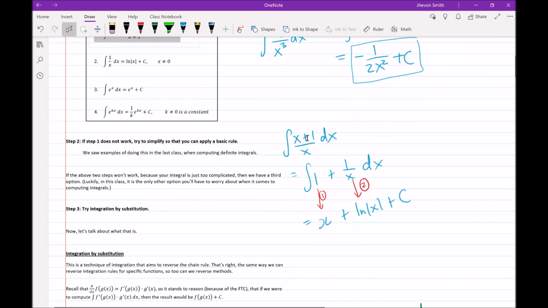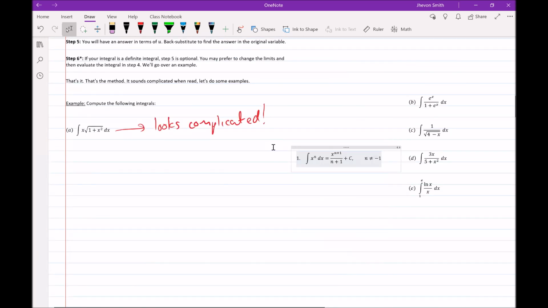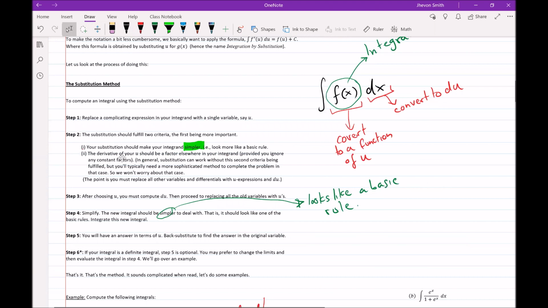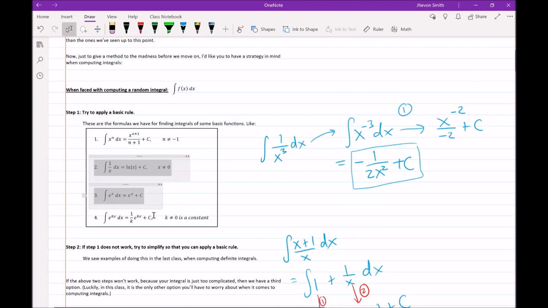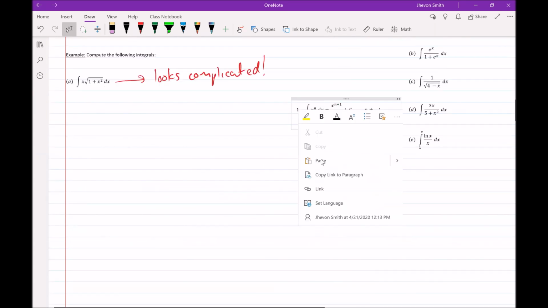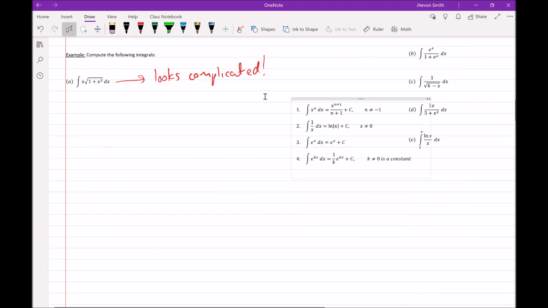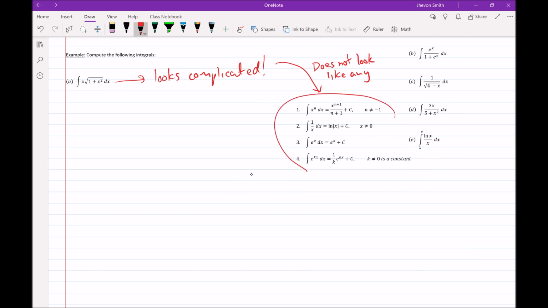Copy. Paste. Okay. So it's complicated in the sense that it does not look like any of these guys, right? Doesn't look like any of those guys.